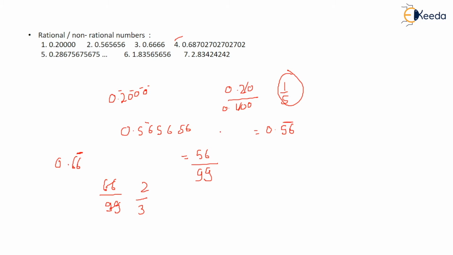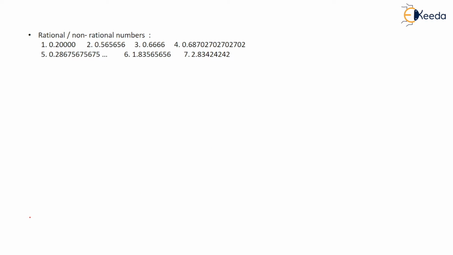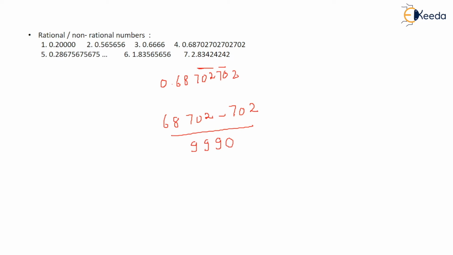0.68702. So here you can see 702 is reoccurring. So for 68 you have to write the entire number, that is 68702, minus what is reoccurring again and again, that is 702, upon the number of 9s equivalent to the number of reoccurring digits, that is 3 digits are reoccurring. So that will be 999. And how many numbers are not reoccurring? Two numbers are not reoccurring. So this comes out to be 00. Okay, so this is the fraction form. You can solve it further. You can find out the answer.